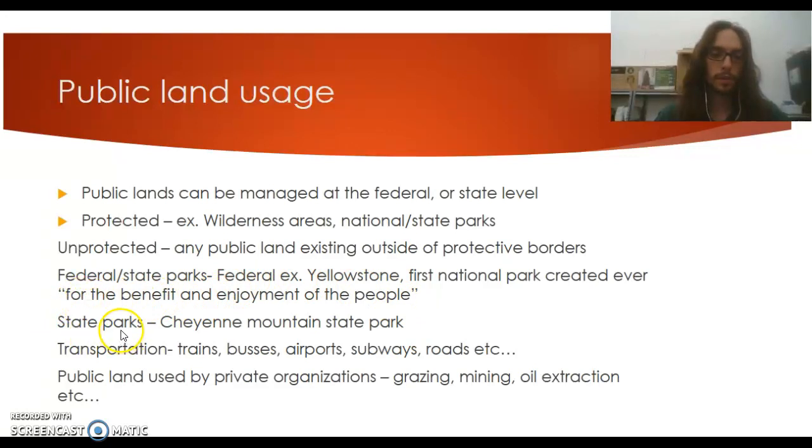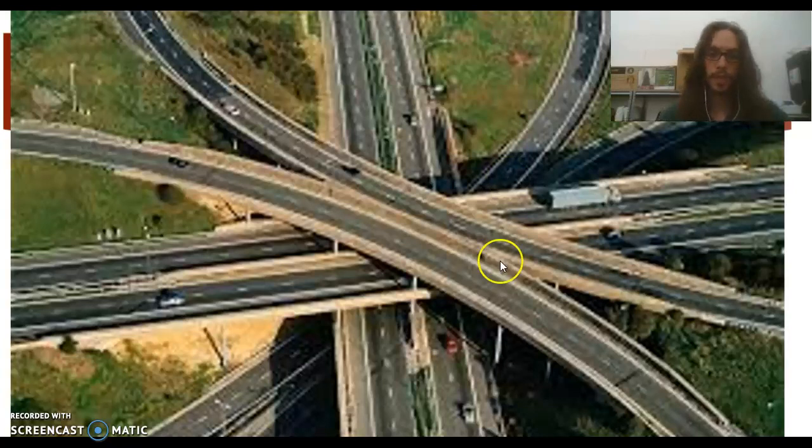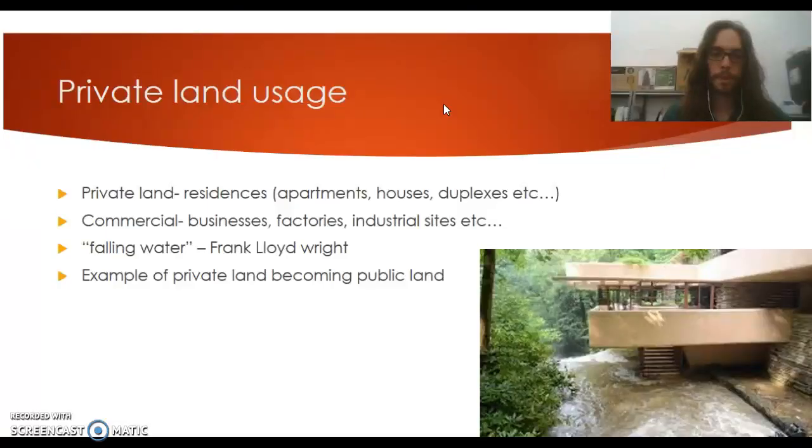So things that we use public land for that are unprotected are things like transportation. So trains, buses, airports, subways, roads, all that stuff is public land. It's being used for different reasons, though. Public land can be used by private organizations for grazing, mining, oil extraction, all sorts of things, transportation, just industry. So here's a good example of roads. This is on public land here, but everybody uses it, so it's beneficial to all.